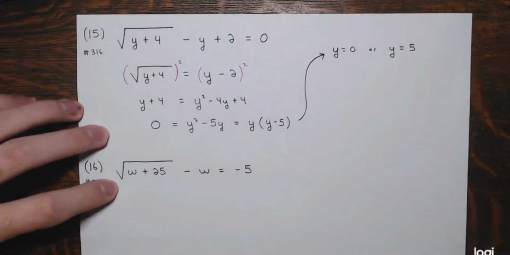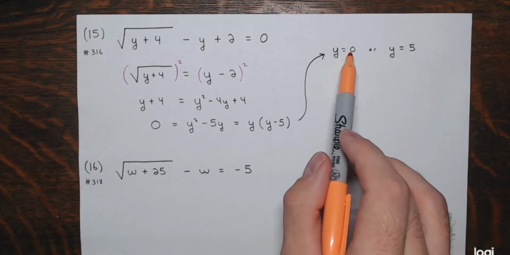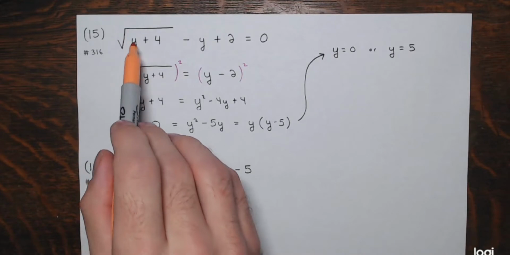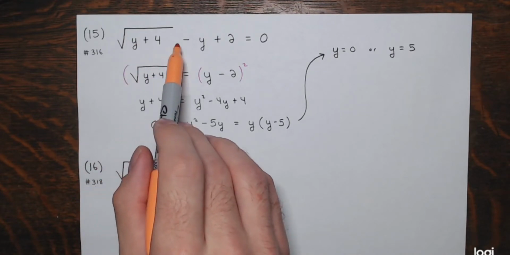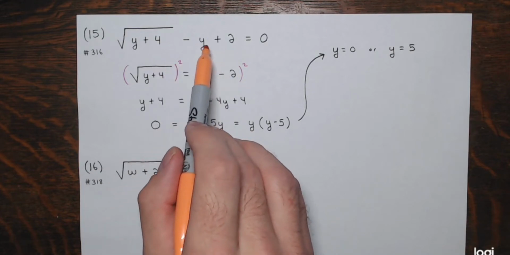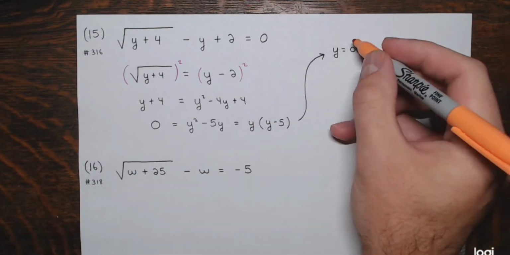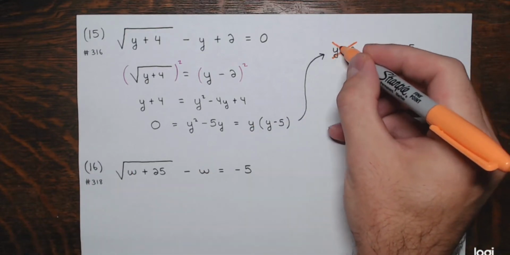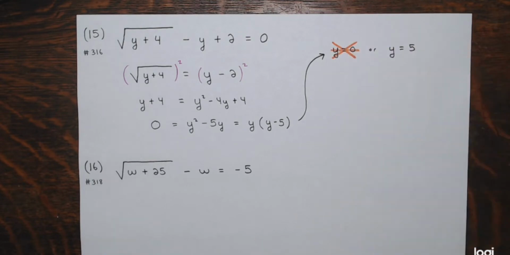Alright, just don't forget to check them. Alright, y equals 0. You'd have the square root of 4, which is 2, minus 0, which is still 2, plus 2, which is 4. You'd have 4 equals 0. So that's an extraneous solution. That is no good. So y equals 0 doesn't work.